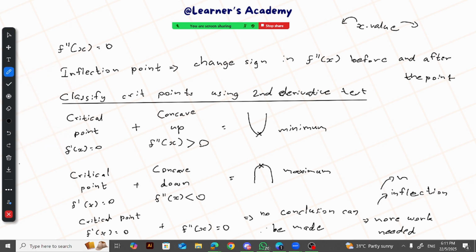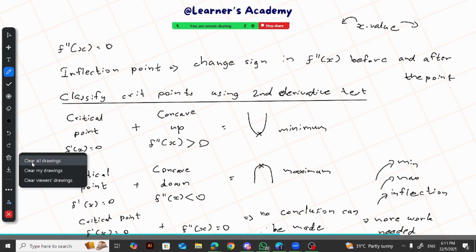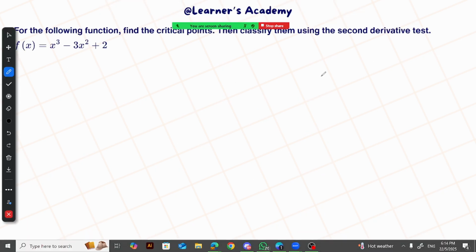Neither maximum nor minimum. Okay, what do I mean by this? Let's prove that by doing some example questions. So let me delete this. The first question is: find the critical points of the following function and classify them using the second derivative test.